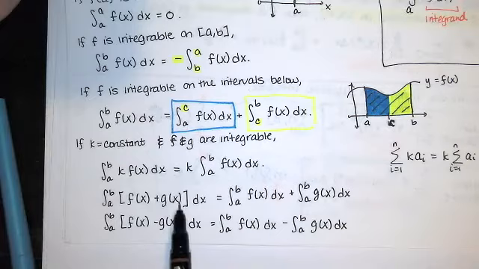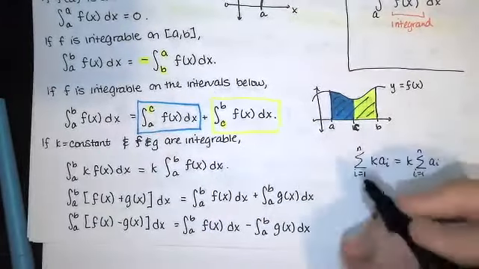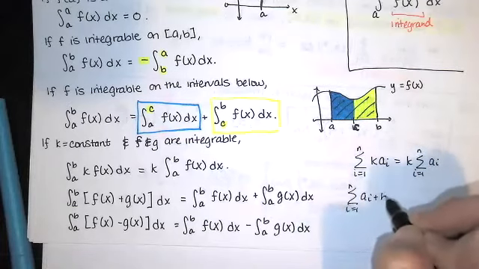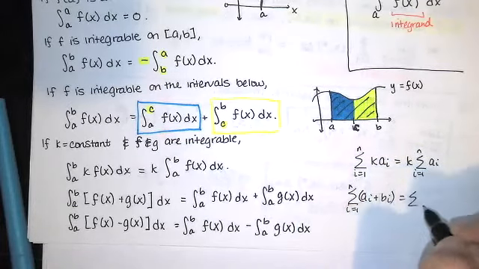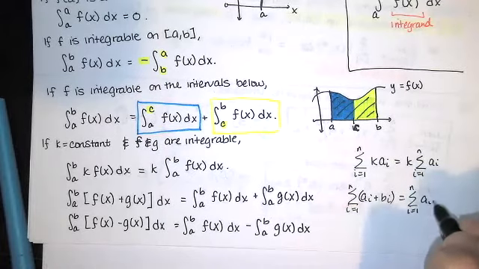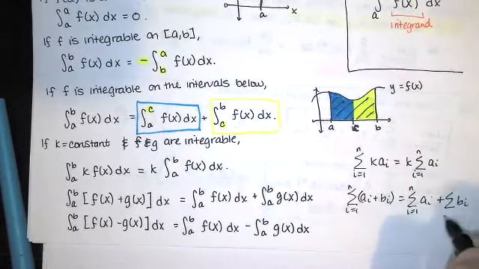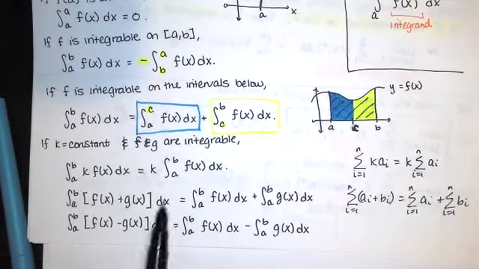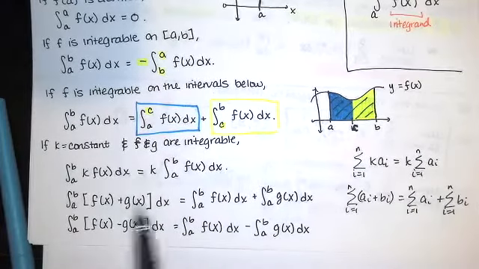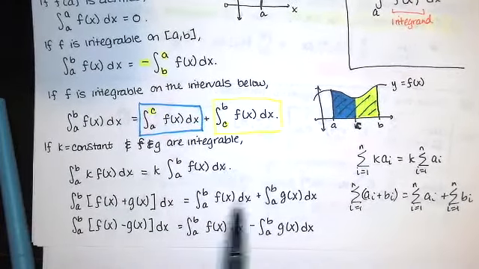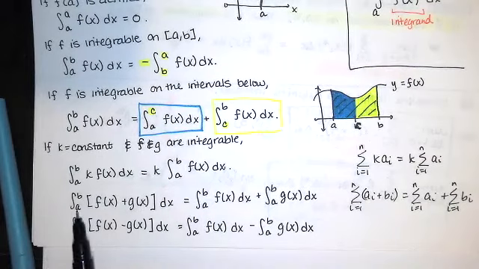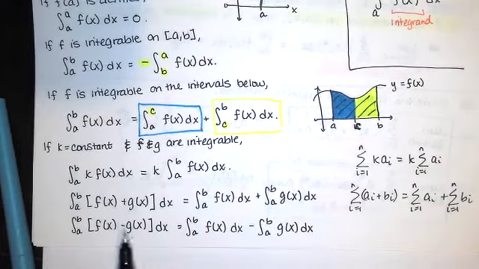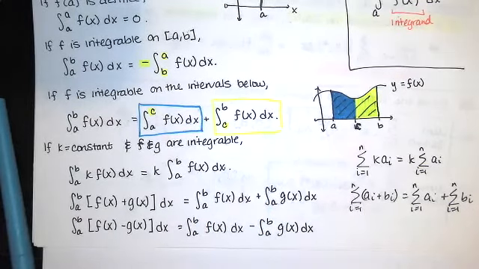Now, if I'm adding two functions here, because of the properties of our summations, I have a sub i plus b sub i here. Well, I can write that as the sum of the a sub i's plus the sum of the b sub i's. That's legal. Well, remember, these are defined as limits of sums that look like this. So if it's legal for the sums, it's also legal for the definite integrals. The integral from a to b of f plus g is the integral from a to b of f plus the integral from a to b of g. And you could subtract those as well.